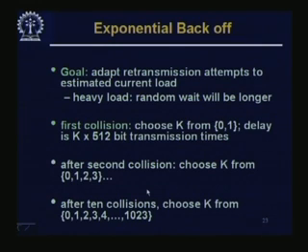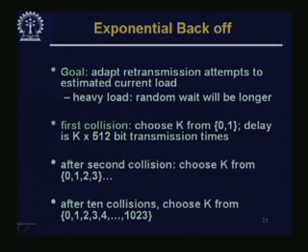The goal of this exponential backoff is to adapt retransmission attempts to the estimated current load. Heavy load means the random wait will be longer. We do this because if the load is heavy at some particular point of time, then people in general should refrain from sending so that the load comes down. If the load is kept high and everybody tries to transmit, there will be even more collisions and even less throughput than what you would achieve by a number of people backing off. So this backing off is done exponentially.